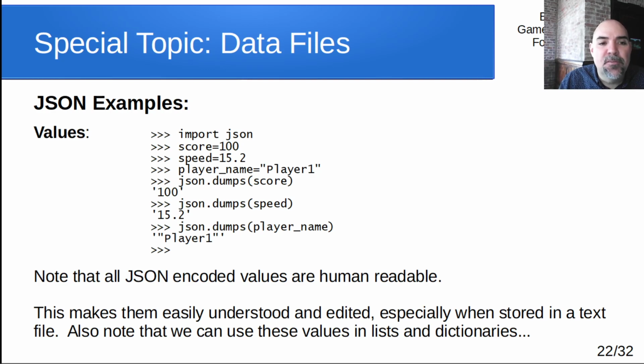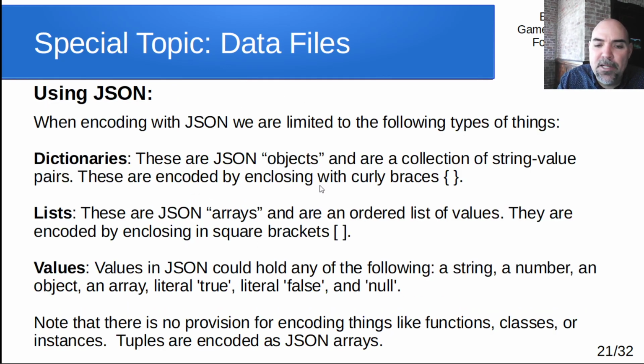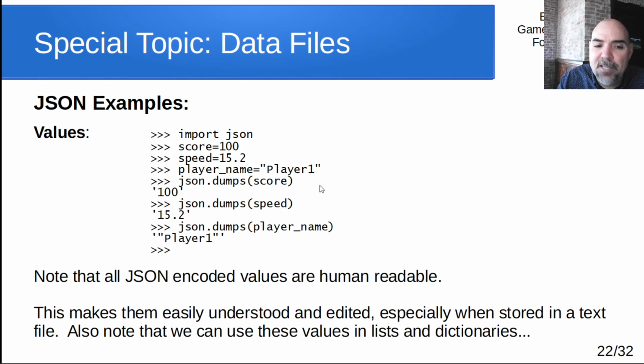Okay, so here are some examples of encoding things with JSON values. Notice here I did a score of 100, a speed of 15.2, and a string of player 1. And you'll notice when I call dumps on those that they're readable. 100 looks like 100. 15.2 looks like 15.2. And the name player 1 looks like player 1 in double quotes. So these retain their readability in a way that Pickle does not. All JSON encoded values are going to be human readable, no matter what type of thing out of these we encode. They're going to end up in human readable ASCII text that we can read.